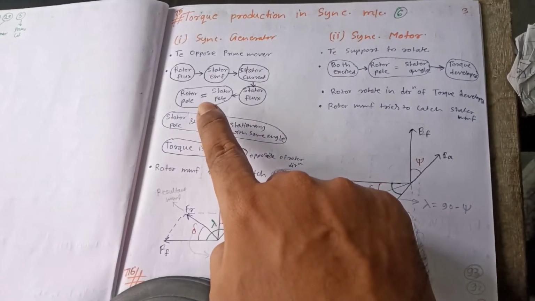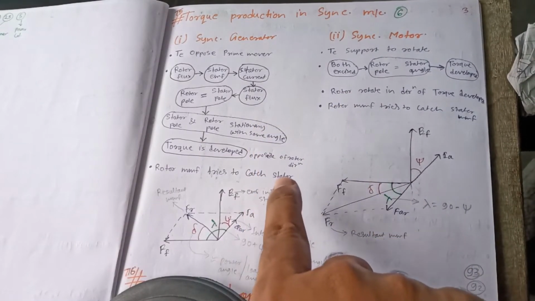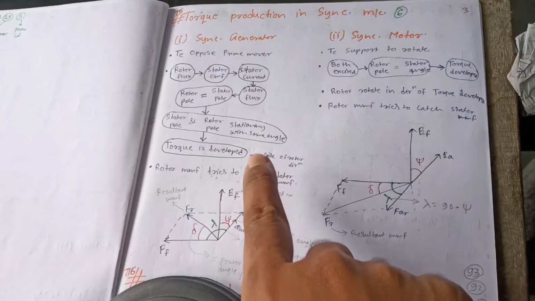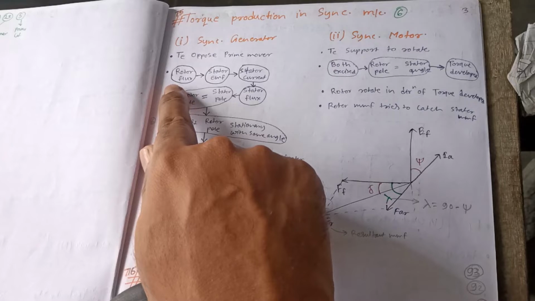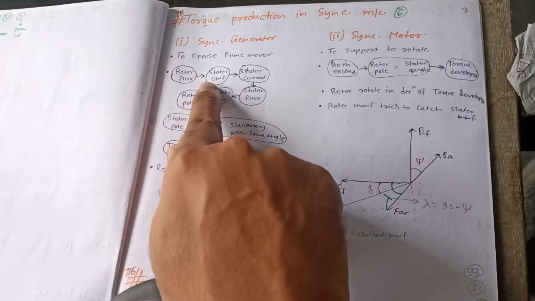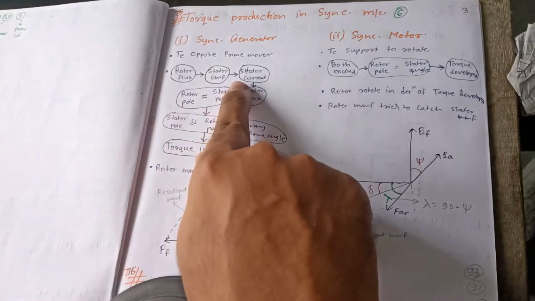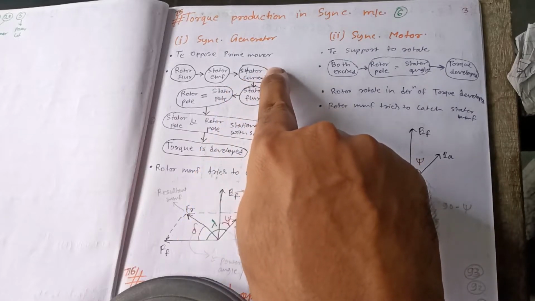When we talk about generator, we provide two types of input. One is a mechanical input, and another is the field excitation in the field winding. When we provide both, rotor flux will continuously cut the stator conductor, that is armature winding. So EMF is induced in the stator winding. And as the load is connected to the stator winding, armature current, that is stator current, is formed.